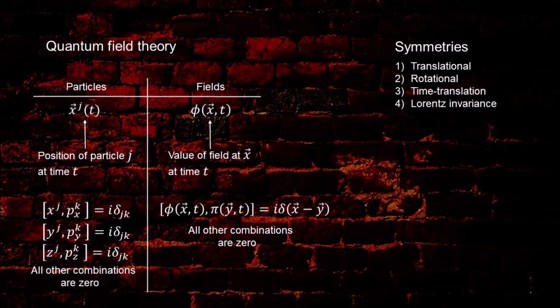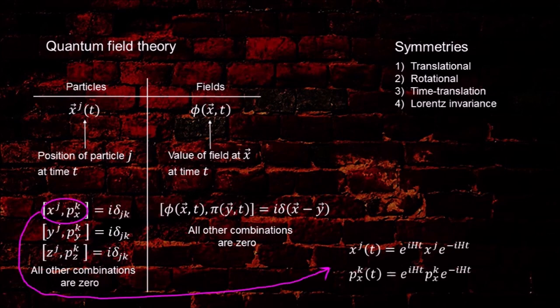Notice that the correspondence between particles and a field phi is not one-to-one. First of all, we are treating x and p as time-independent operators, whereas the field is a time-dependent operator. This is not really a problem, since x and p can be represented in the Heisenberg picture, in which it is the operators that evolve with time, not the states.